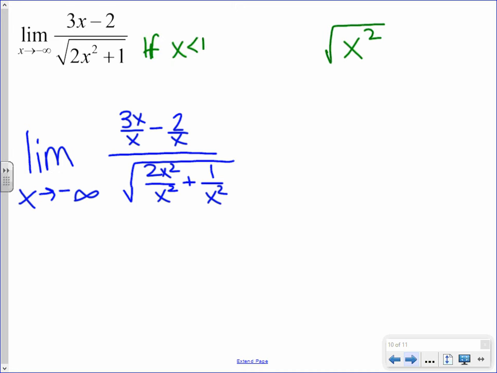So if our x's are negative, we're going to have to throw a negative on the square root of x squared. Since x is a negative number, the square root of x squared also needs to be a negative number. Since the square root of x squared is positive, we are going to have to adjust our limit by throwing a negative out there so that we don't change the value.